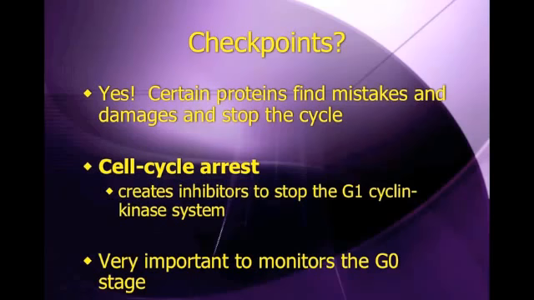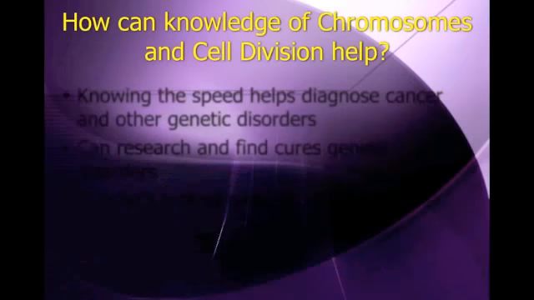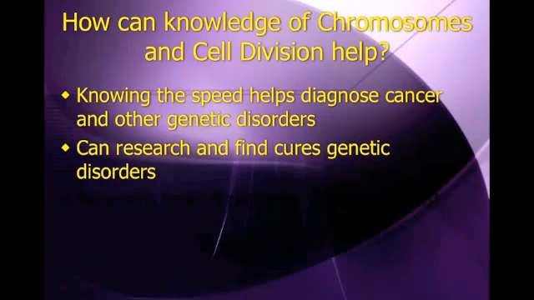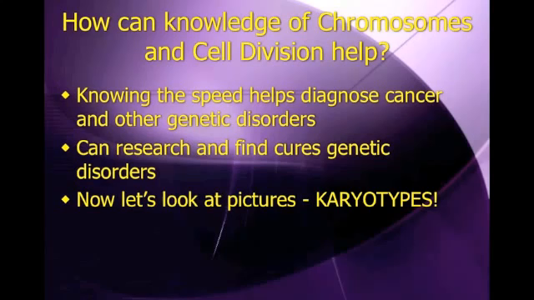But if your cell is not checking itself properly or not paying attention to those cyclins properly, then that could arise in a problem. So how this knowledge can help is that knowing the speed helps diagnose cancer and other genetic disorders, and can help research and find cures for genetic disorders. Now, because we know more about chromosomes and cell division, we can look at what are known as karyotypes to also determine genetic disorders. Karyotypes are pictures of your chromosomes.